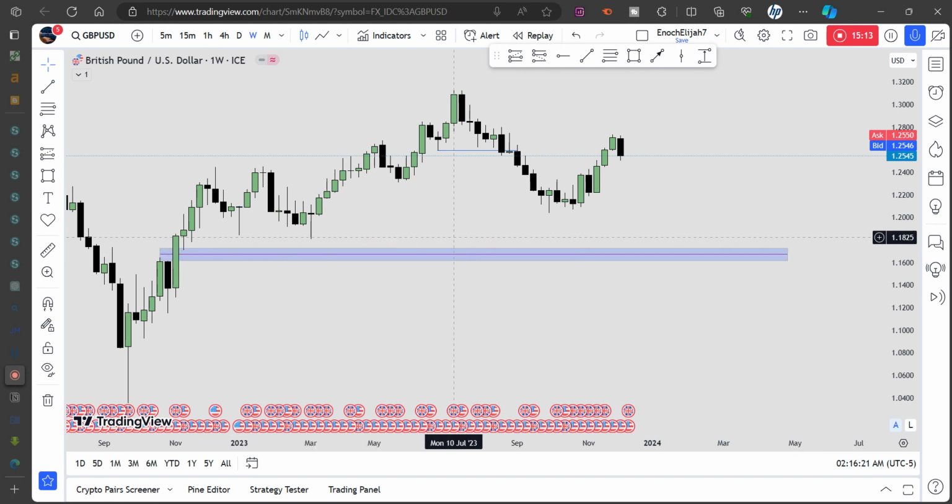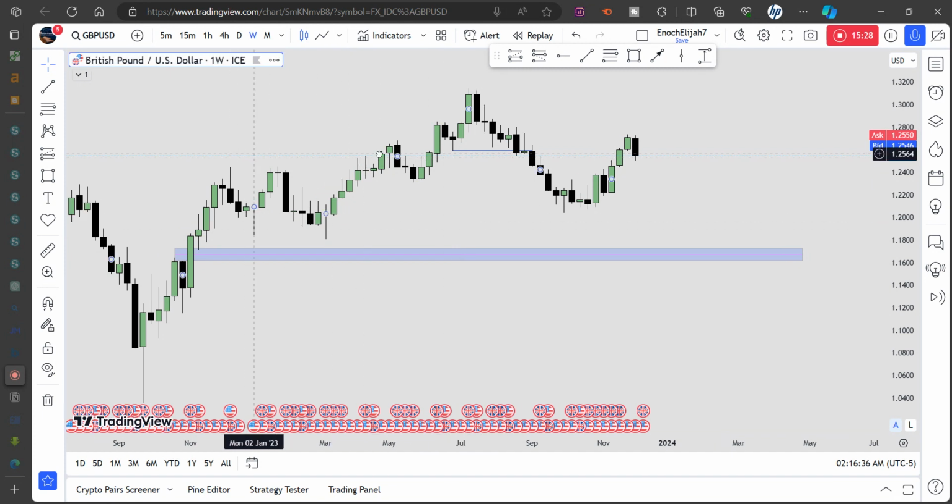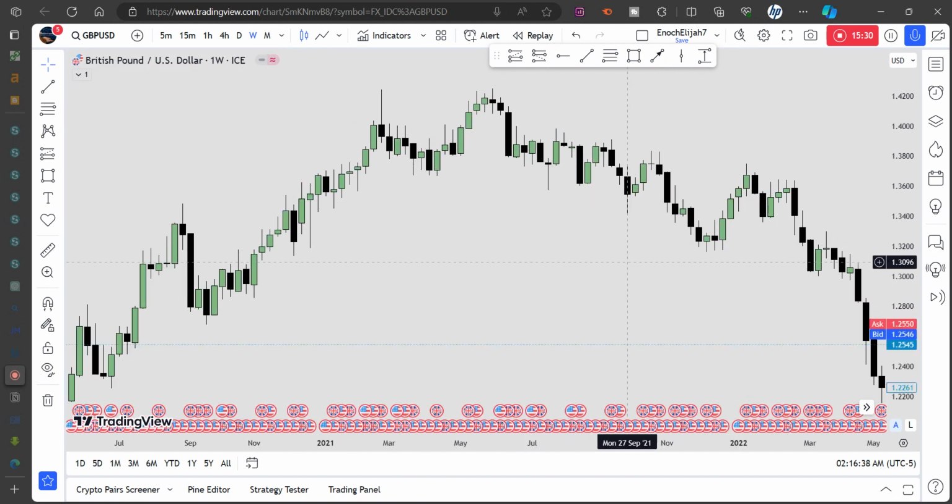So just by looking at the weekly level, which high or low has been taken out and which imbalance has been filled or will be filled next, you are able to tell where they are pushing price to. Let me show you another example of it.